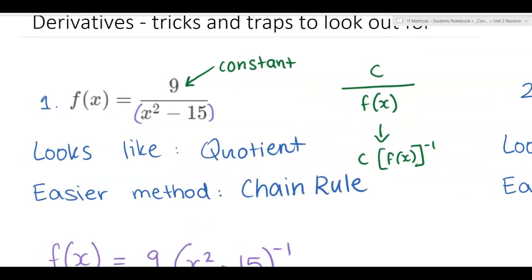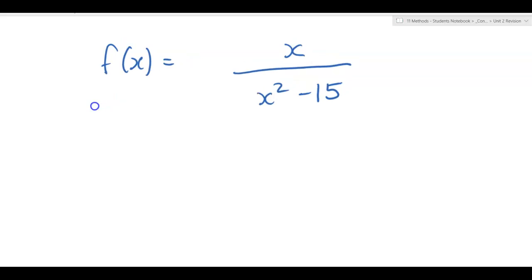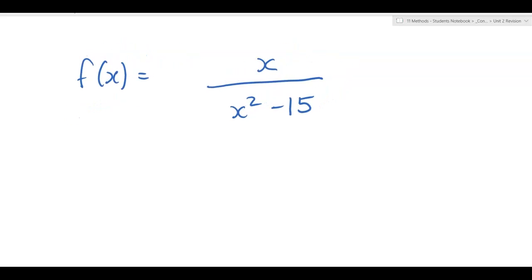Okay, so Ash has just asked a great question. If it is an x on top, let's just put that one over to the side. So if it is f of x equals x over, what was the bottom before? X squared minus 15. What I can see here is I have one function of x divided by another function of x.